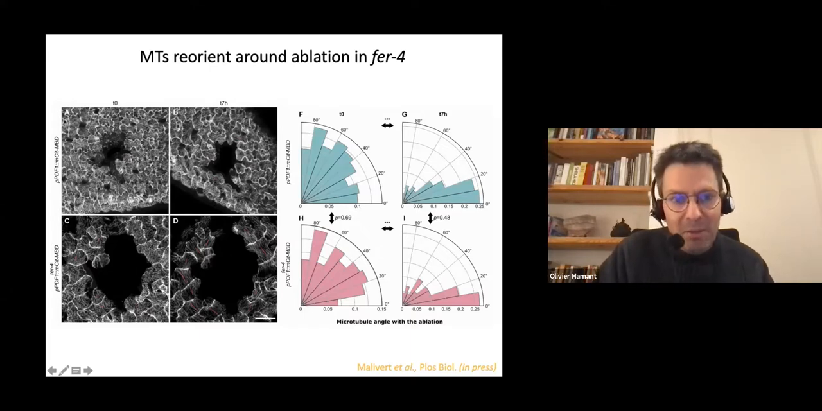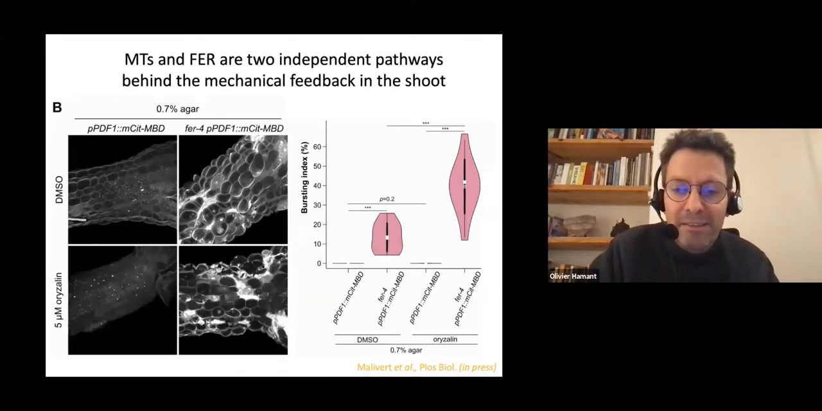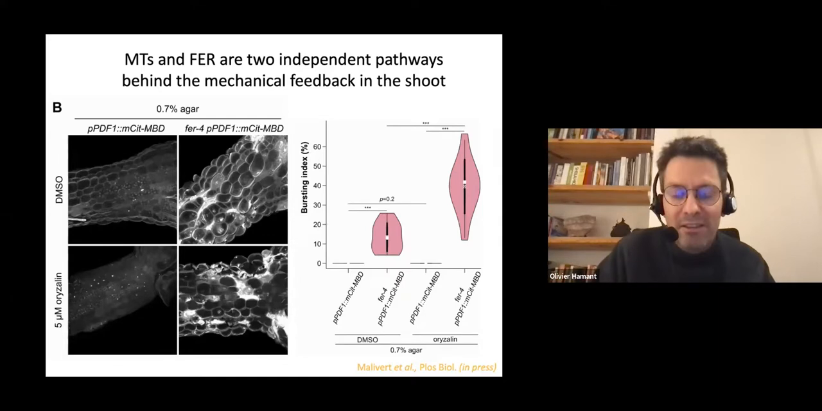But the surprise was that when we do the same in feronia, and you can see it on this image, the microtubules are very well aligned around the ablation. And when we do the quantification, there is no significant difference between the wild type and the mutant. So this means that the microtubules can reorient along maximal tensile stress direction without FERONIA. So FERONIA is upstream of something else, but not of microtubules. This led us to think that maybe there are two independent pathways. There's one FERONIA pathway and there's one microtubule cellulose pathway, and both contribute to the mechanical integrity of plant cells.